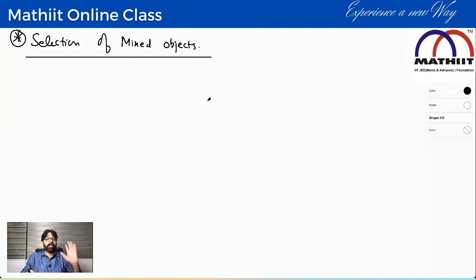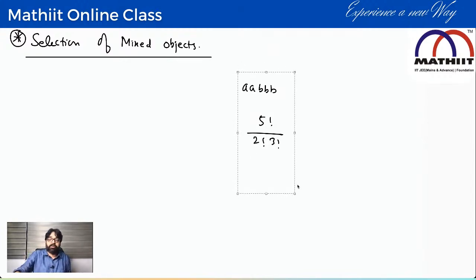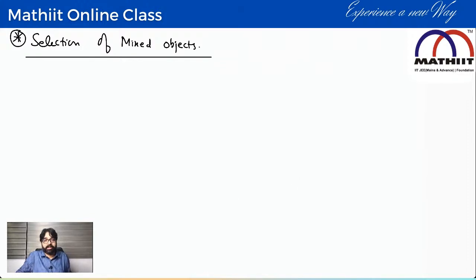Try to recall when I was doing this: in how many ways can I arrange these 5 objects, taking all at a time? You used to say 5 factorial by 2 factorial, 3 factorial, yes or no? But I told you at that time, if you have to arrange only 4 objects, you cannot do it like this. Without combination you cannot do it. And now is the time to understand that point.